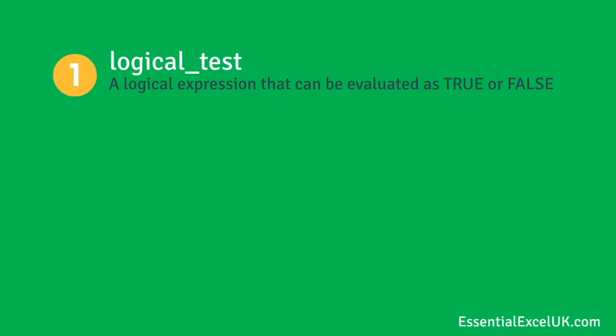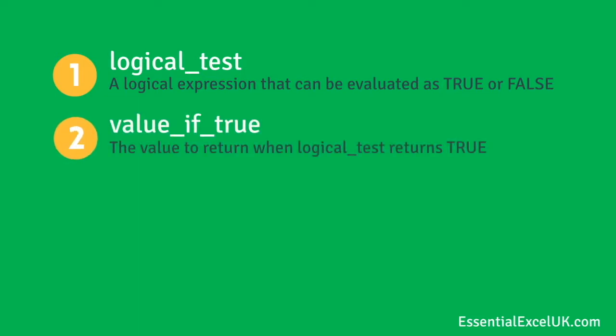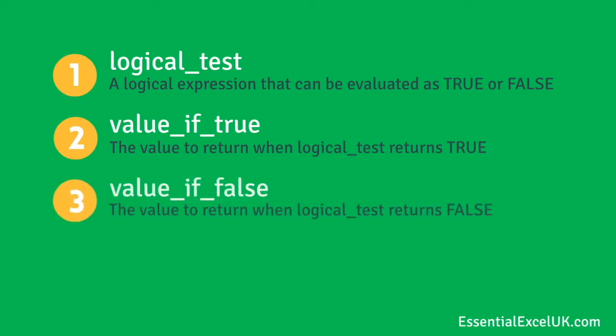The second part, value if true. This is the value to return when the logical test returns true. So having performed the logical test, if it gives us a true result, what do we want the formula to do? And the third and final piece is value if false. Exactly the same principle as value if true, apart from this is now what do we want to do if the logical test gives us a false answer.